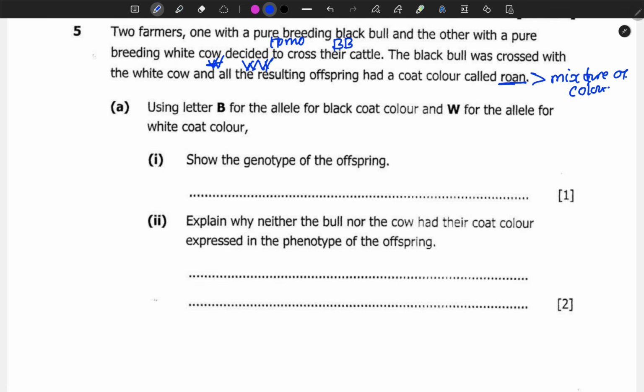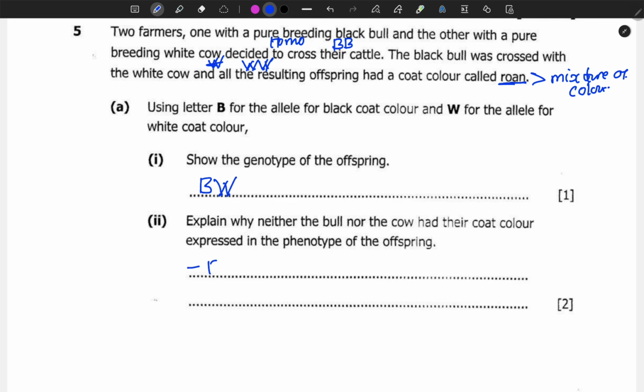Now, using B for the allele for black color and W for the allele for white color, show the genotype of the offspring. We are going to have capital B from the bull, capital W from the cow. So this is the genotype for the offspring. It's a combination of two capital letters since they are all dominant. Now, explain why neither the bull nor the cow had their coat color. This question is like, explain why the offspring did not take one color. The offspring were not all black, or all white, but had a combination.